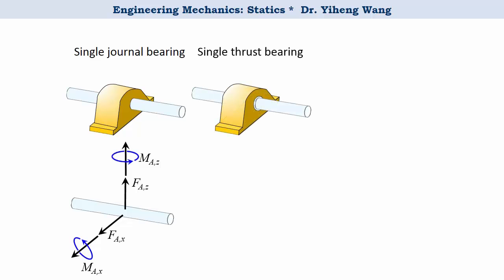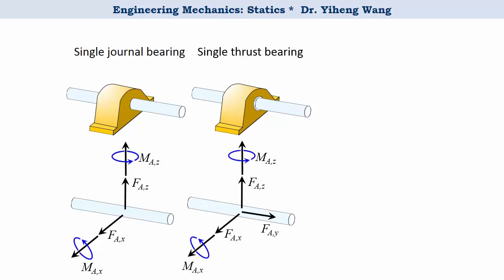The next one is a single thrust bearing. As you can see, this looks just like the previous one except for the thrust, which now prevents the translational motion along the axial direction. Therefore, now this bearing also exerts a force reaction along the y direction.